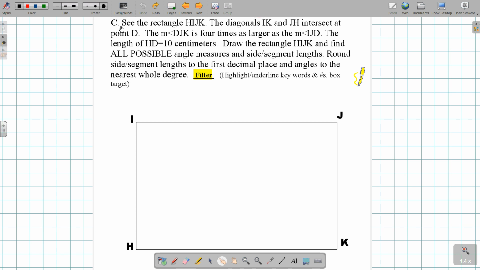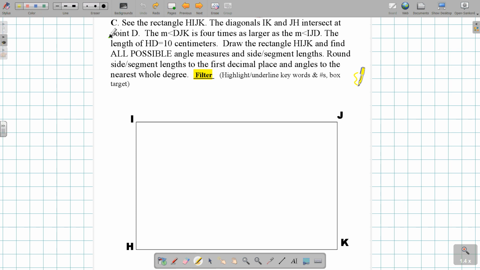C. Let's finger track and read out loud. See the rectangle H, I, J, K. The diagonals IK and JH intersect at point D. The measure of DJK is 4 times as large as IJD. The length of HD is 10. Draw the rectangle HIJK and find all possible angle measures and side lengths. Round side lengths to the tenth and angles to the nearest degree. Step one is to filter.